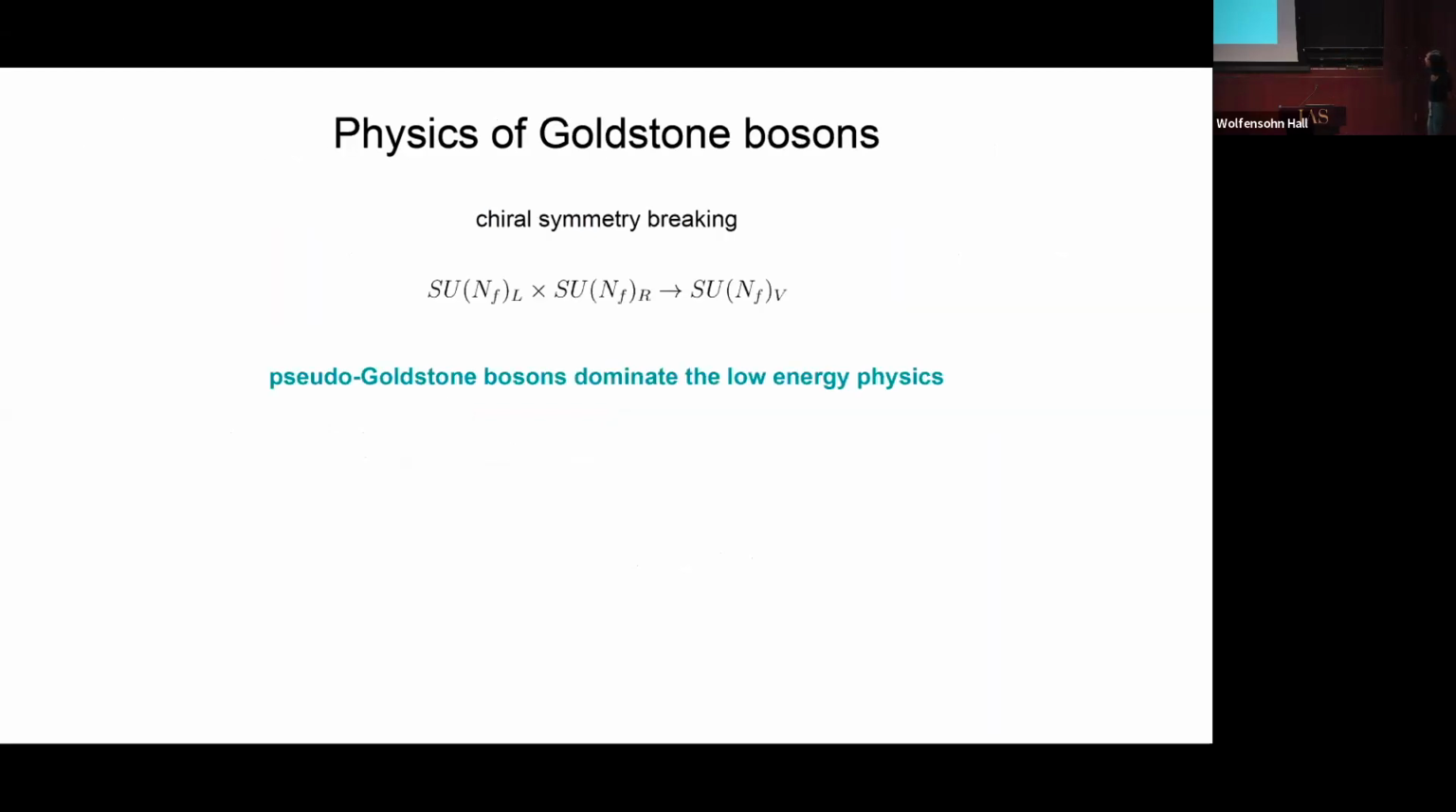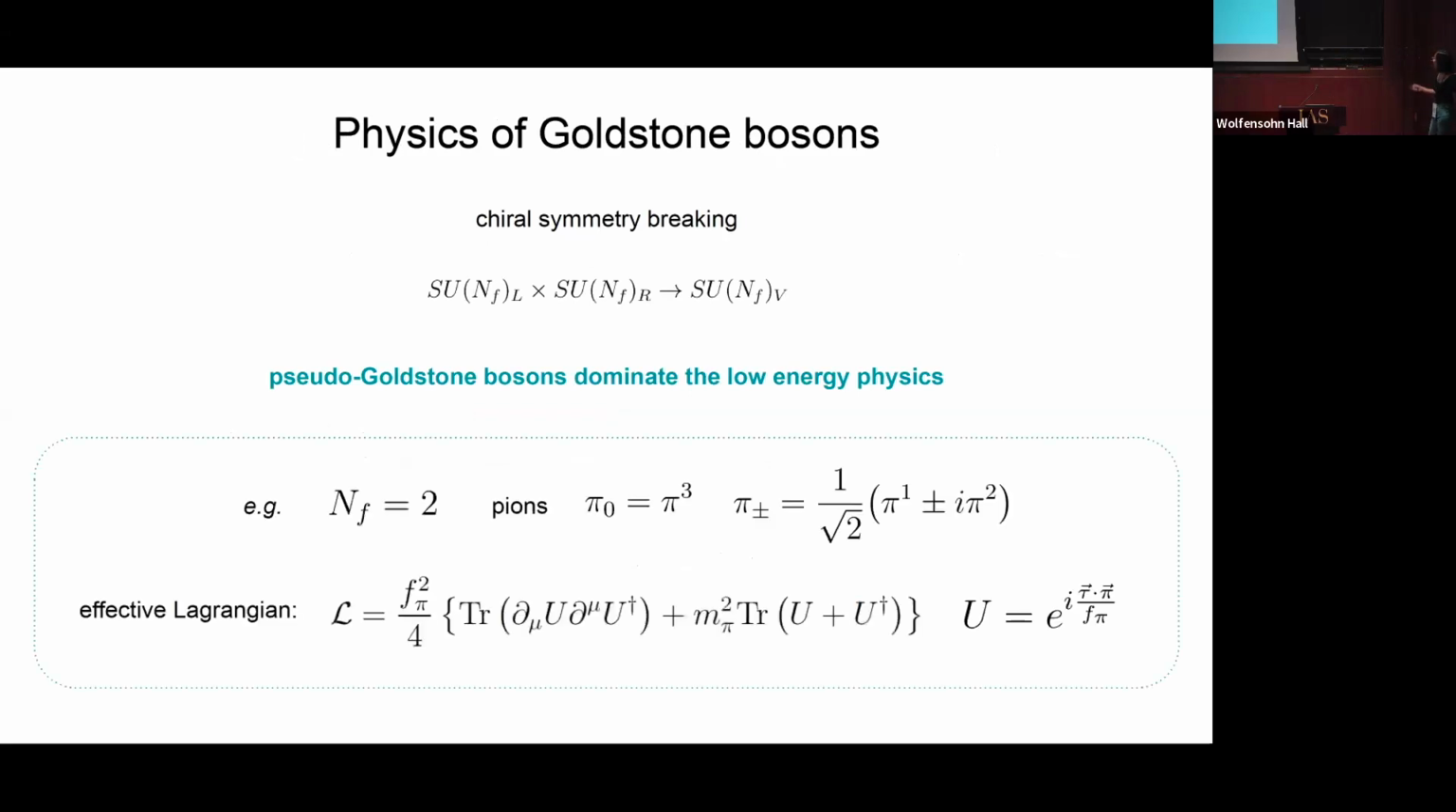Due to chiral symmetry breaking, the low energy physics is dominated by the pseudo-Goldstone bosons. And in the case of two quark flavors, these are the three pions. And one can write down an effective Lagrangian to describe the pion physics that is parameterized by the mass of the pion and the f pi.